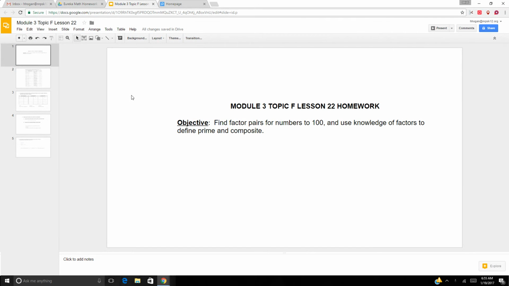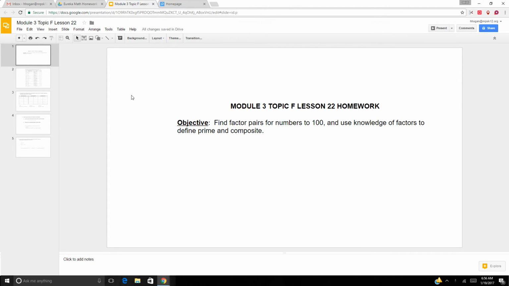Hi, boys and girls. We are actually moving into a new topic, and it has to do with factors and multiples. So, lesson 22 today in class, we learned about factors, and we've been doing that in our fluency practice, finding the unknown factor, because factor times factor equals product. So, if you know your math facts, you know your factors.